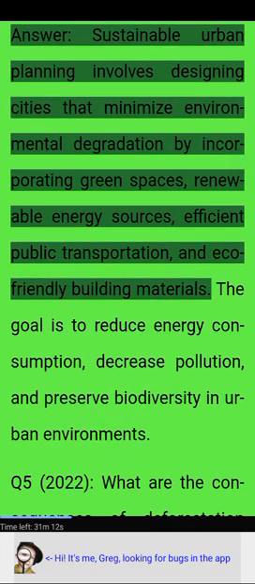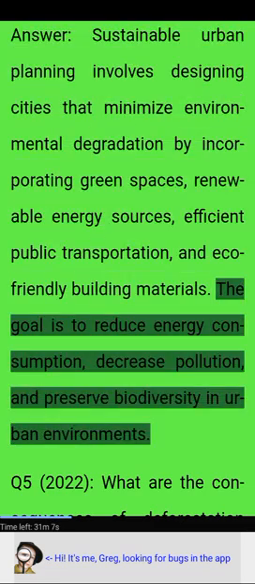Answer. Sustainable urban planning involves designing cities that minimize environmental degradation by incorporating green spaces, renewable energy sources, efficient public transportation, and eco-friendly building materials. The goal is to reduce energy consumption, decrease pollution, and preserve biodiversity in urban environments.